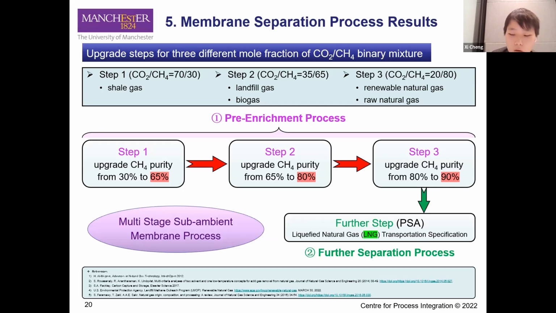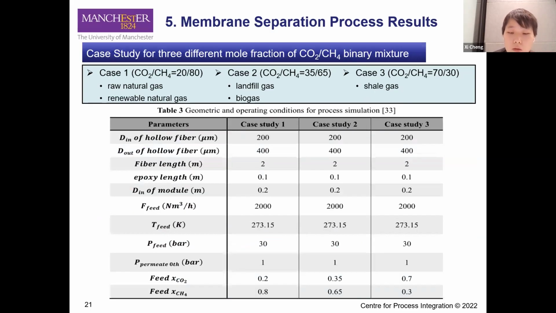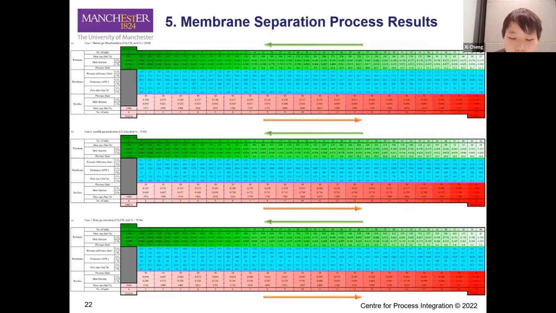Here is the table of the geometric parameters and operating conditions for process simulation. The simulation results for the three case studies are shown in this figure, including the flow rates, the mole fraction, the pressure, the partial pressure difference across the membrane, and the permeance in each tank. As can be seen in each tank, the permeance of the IM-of-one membrane is greatly dependent on the partial pressure difference across the membrane. As a result, there is a non-negligible difference in the transport of the gas across the membrane.